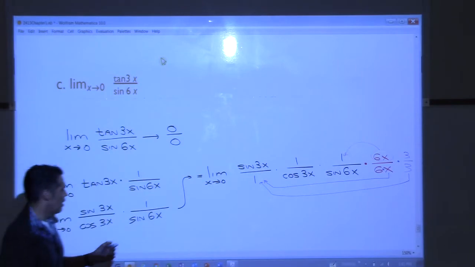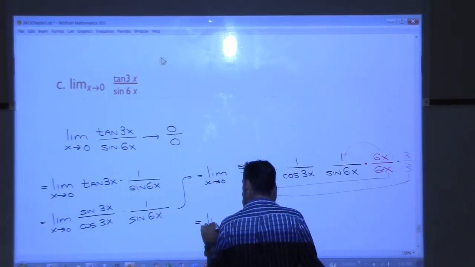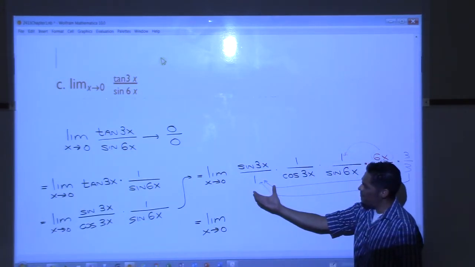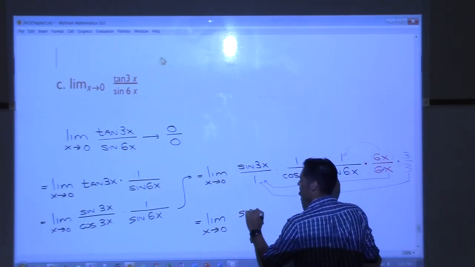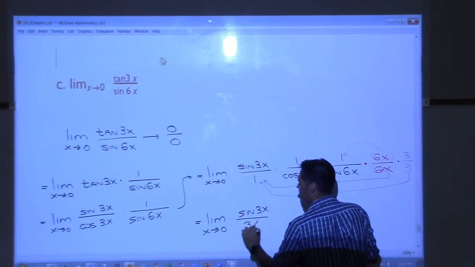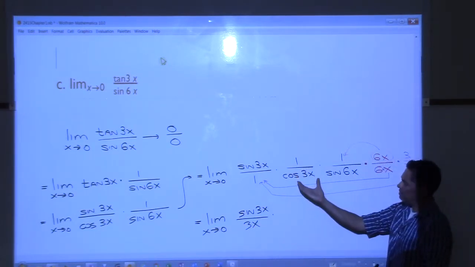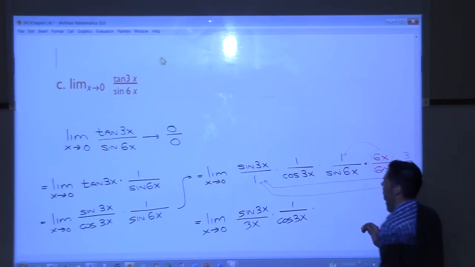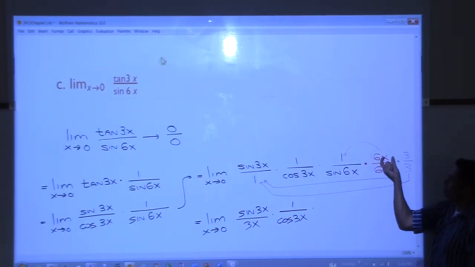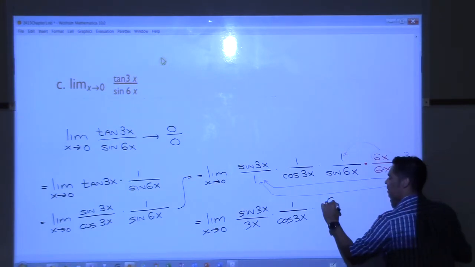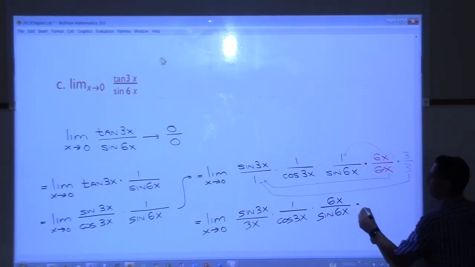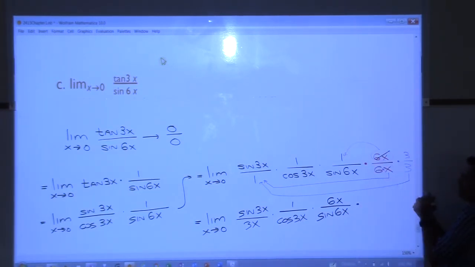So let's rewrite the whole problem. We have the limit as x approaches 0. What does my first factor become? Sine of 3x over 3x, times, did we even touch this one? No. 1 over cosine 3x, times, now this one, remember, we took the 6x and popped it over here, so we have 6x over sine 6x. And then times, let's see, what went away? This was gone, right? What else was gone from this? The x went away, right?